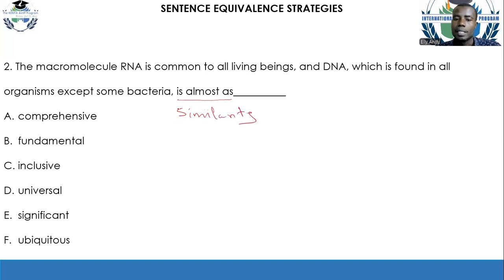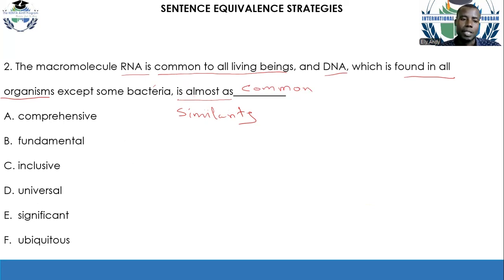And so our next task is to figure out what should be similar between this RNA and the DNA. So again, looking at the sentence, we see that the macromolecule RNA is common to all living beings. So it's abundant, it's present in all living beings. What about the DNA? The DNA is found in all organisms except some bacteria. So there's a similarity. RNA is common to all living things. DNA is also found in all organisms, except of course some bacteria. So we can say that the DNA is almost as common as the RNA. So you can see how figuring out the meaning of the sentence will help you arrive at the right answer.